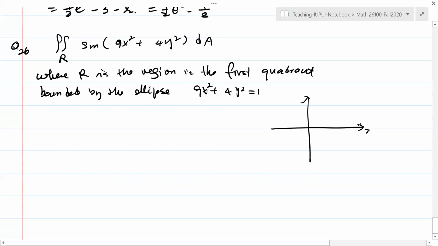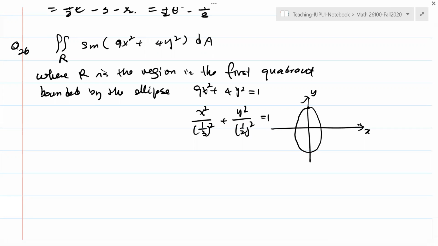Let's draw the picture here. 9x squared plus 4y squared equals 1. So how does the ellipse look like? You can also express it as x squared over (1/3) squared plus y squared over (1/2) squared equals 1. So which one is longer? Under the y, 1/2 is larger. So I think the ellipse looks like that. It's not a big deal. It's not a circle, but it's almost a circle, right?